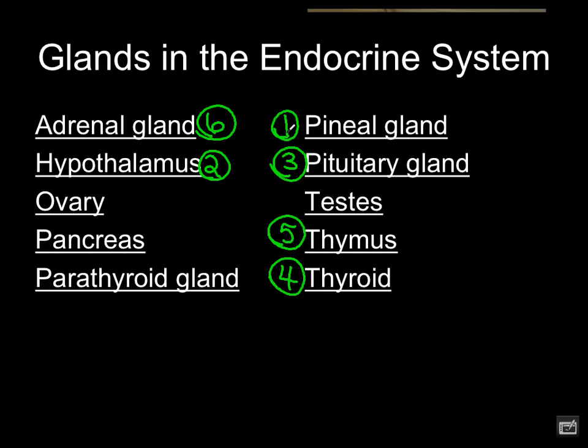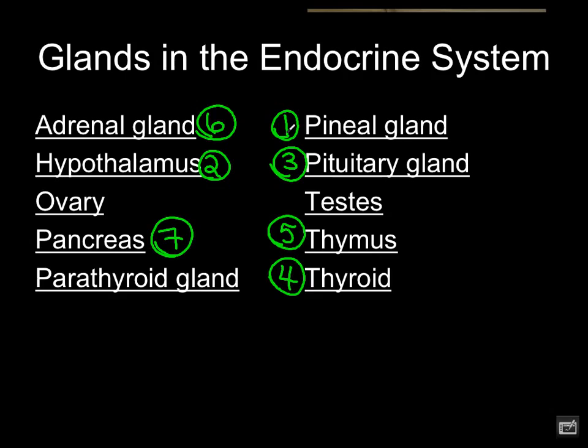Number 7 is kind of what I call one of the schizophrenic organs of our body. It actually functions in 2 different systems, and that is the pancreas. The pancreas also functions within the digestive system, but we are specifically looking at its endocrine function in this system.